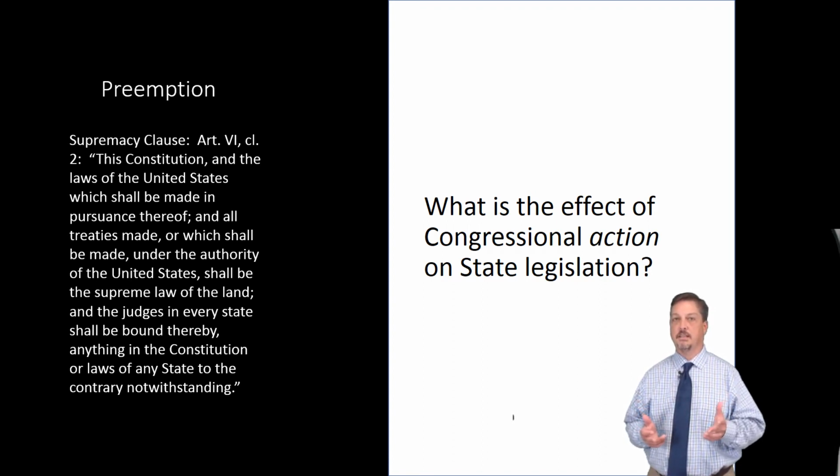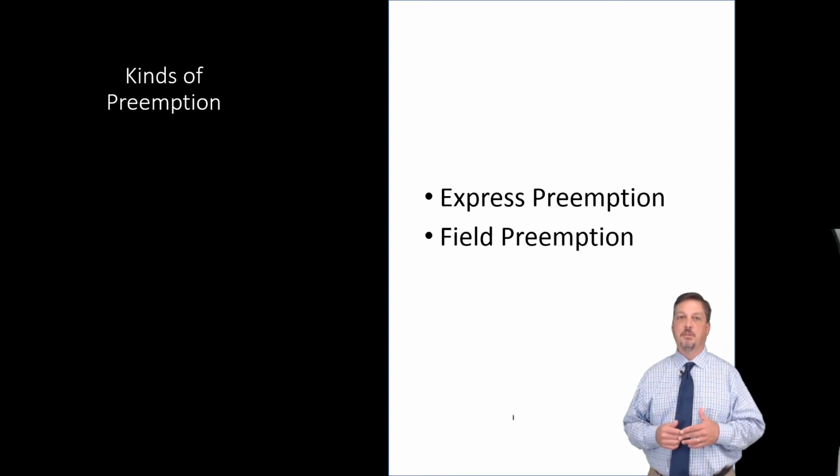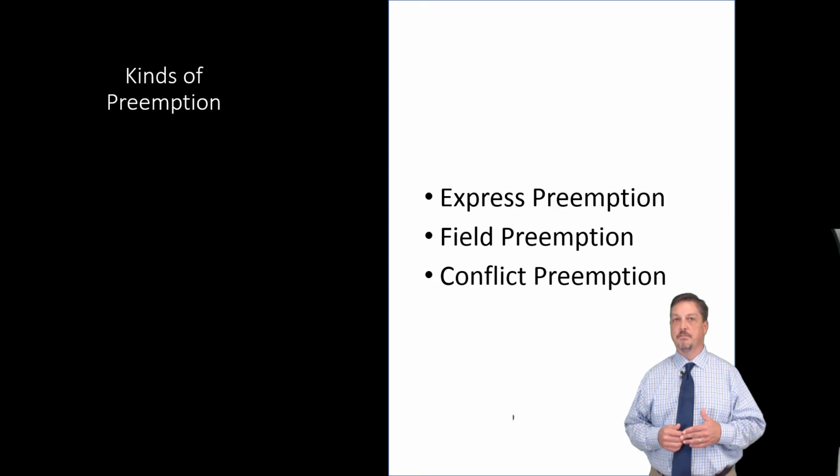While our discussion of the Dormant Commerce Clause inquired about the effect of federal inaction on the ability of states to regulate, the Supremacy Clause concerns the effect of congressional action on the ability of states to regulate. We addressed this question under the heading of preemption. The case law has recognized 3 kinds of preemption: express preemption, field preemption, and conflict preemption.